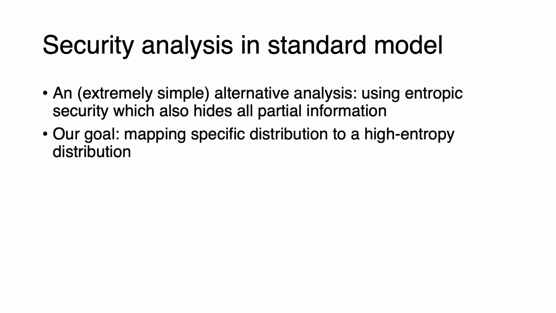In contrast with previous complicated security analysis, we propose an alternative analysis which is extremely simple yet unnoticed before. The idea is to use entropic security, which also hides all partial information, as it is in honey encryption. The only difference is that, in entropic security, we are dealing with high entropy inputs, and in honey encryption, the specific input distribution may not have high entropy. Therefore, our goal is to map this specific distribution to a high entropy one.